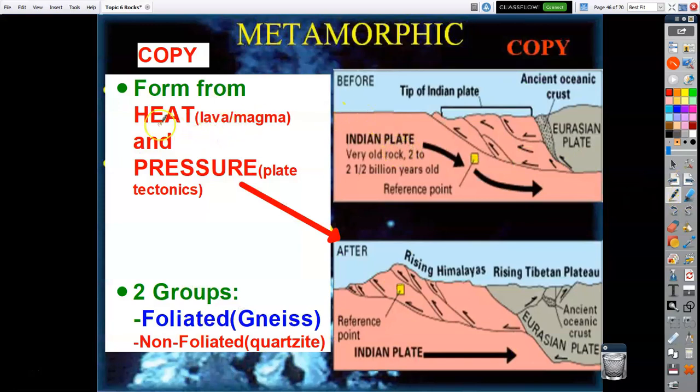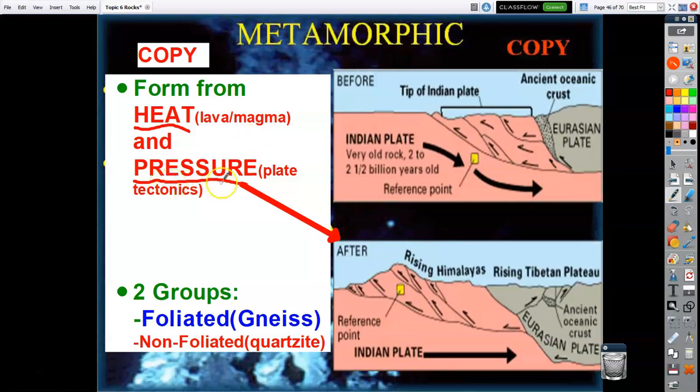These are the two processes, and again, it's on the rock cycle chart, which is in your reference table on page 6. So heat and pressure are the two processes that make a metamorphic rock. When they're talking about heat, they're talking about lava or magma. So let's say you have a sedimentary rock like a sandstone, and then magma or lava comes in contact with it, and the lava or magma touches the sandstone. It's going to melt down those sand grains and recrystallize to become a totally different type of rock.